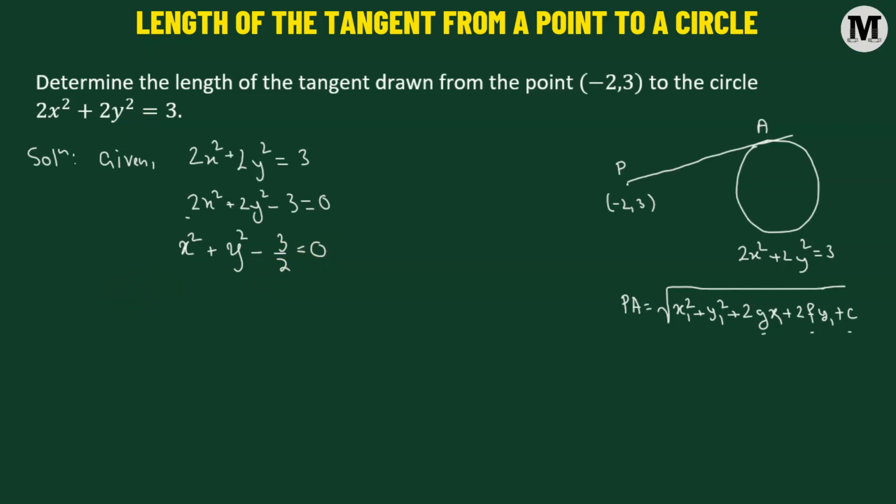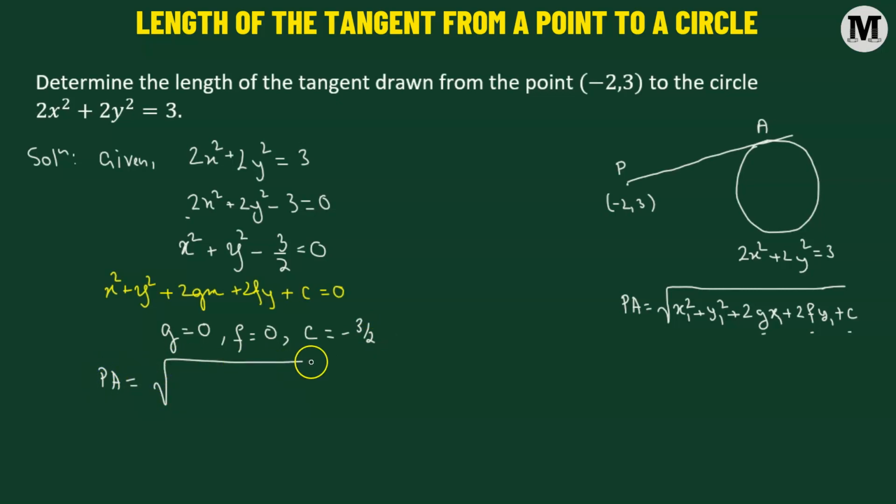Now we compare this equation with the general equation of a circle, which has the form x² + y² + 2gx + 2fy + c = 0. This immediately gives us the values of g and f. So g equals 0, f equals 0 as well, whereas c equals -3/2. So let's now find the length of the tangent PA.